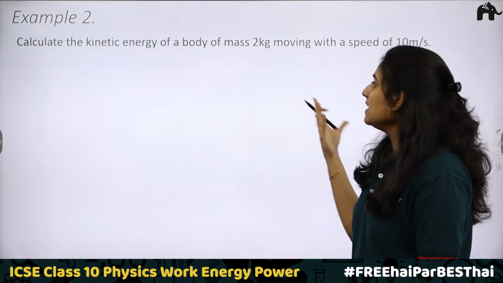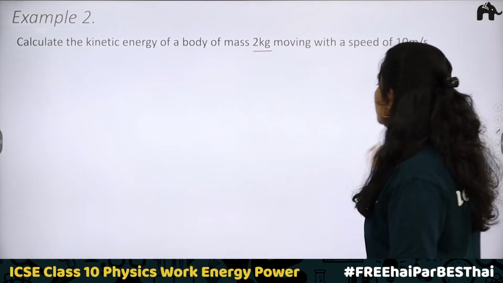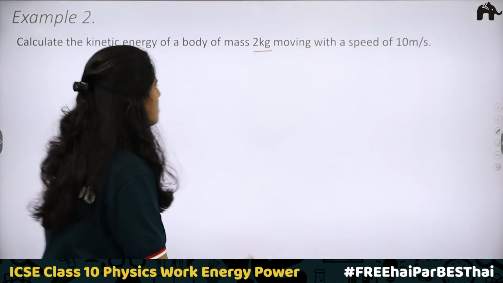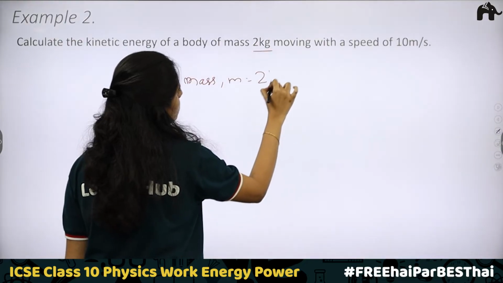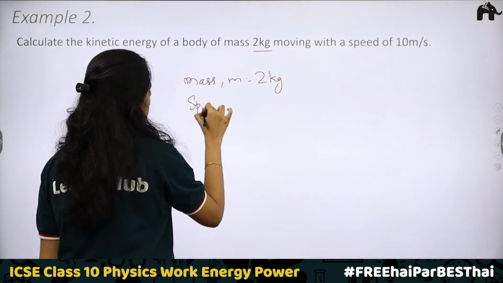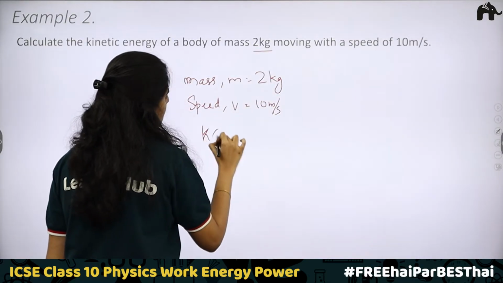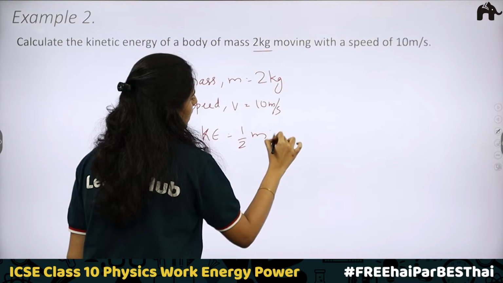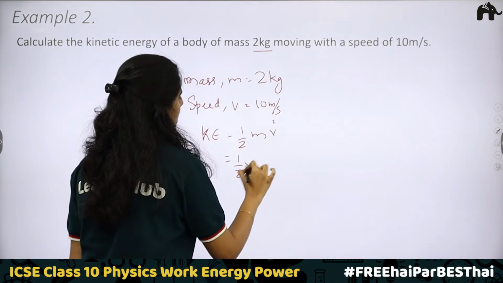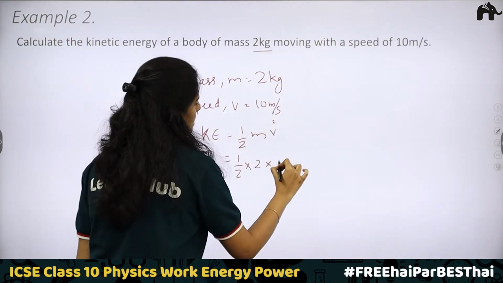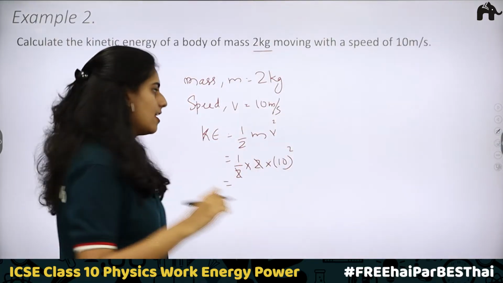Clear? Take an example. Calculate the kinetic energy of a body of mass 2 kg moving with a speed of 10 meter per second. Mass is given, speed is also given. Mass m is equal to 2 kilogram. Velocity or speed v is equal to 10 meter per second. We have kinetic energy is equal to half mv square. Just need to substitute to get the final answer. Half into mass is 2, velocity is 10, 10 square. 2 and 2 get cancelled. What is 10 square? 100.